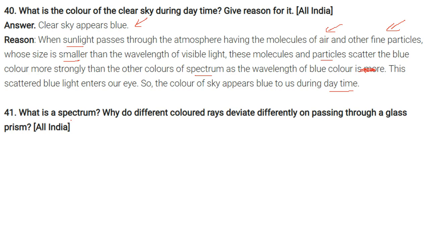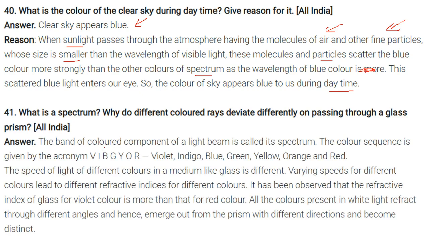What is spectrum? Why do different colored rays deviate differently on passing through a glass prism? See, the band of colored components of a light beam is called its spectrum. The color sequence is VIBGYOR: violet, indigo, blue, green, yellow, orange, red.